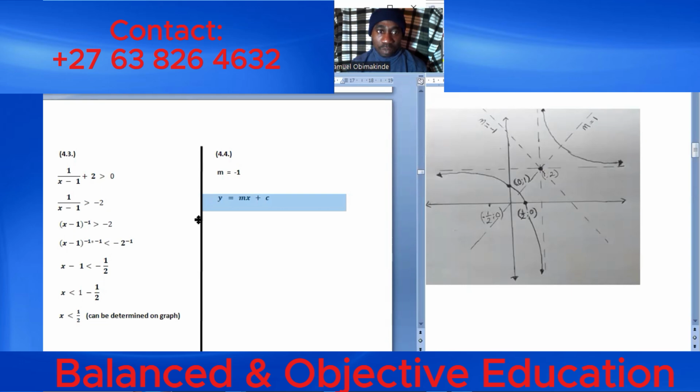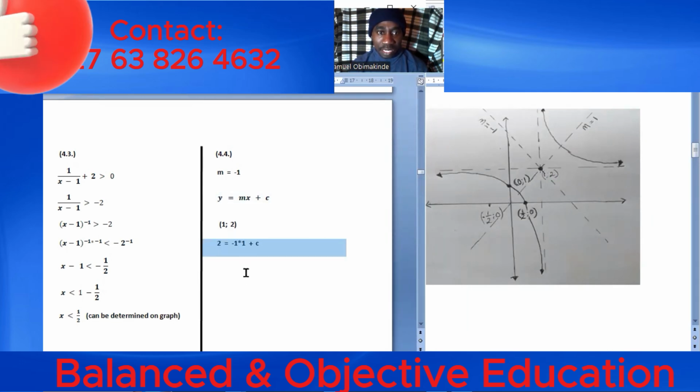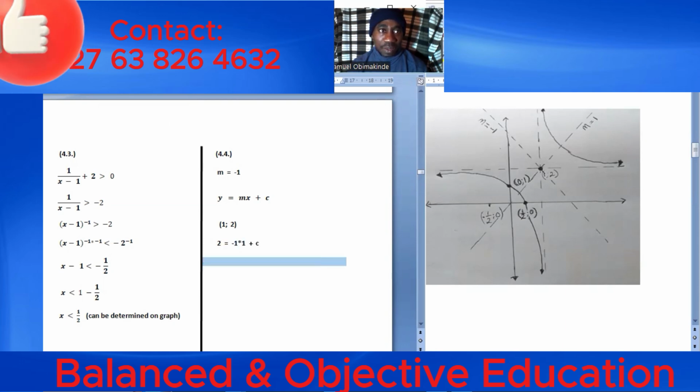So now we just substitute the value of y equals 2 and x equals 1 into this. We took this 1, 2 from this point. So it means the coordinate of x there is 1 and the coordinate of y is 2. So we substitute those values into this equation. So that is what we have here. y is 2, then the gradient is -1, the x value is 1, then plus c. From there, we can calculate the value of c.